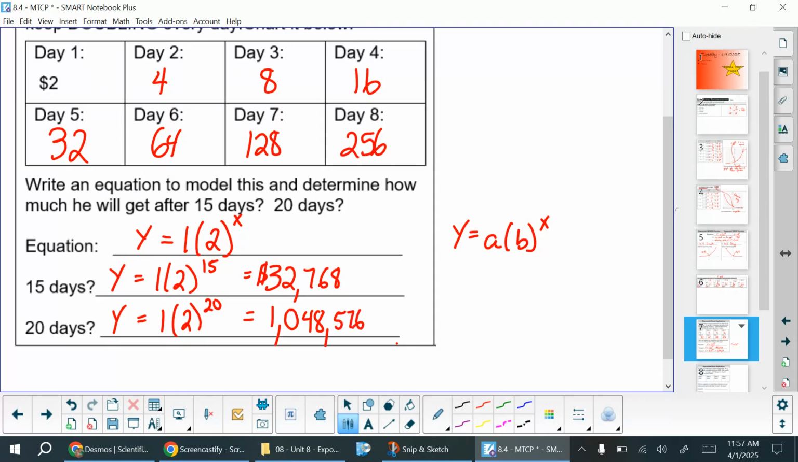So you can see what exponential equations really do. It doesn't take long until you get to some really, really, really big numbers. Those last 5 days really did a lot.